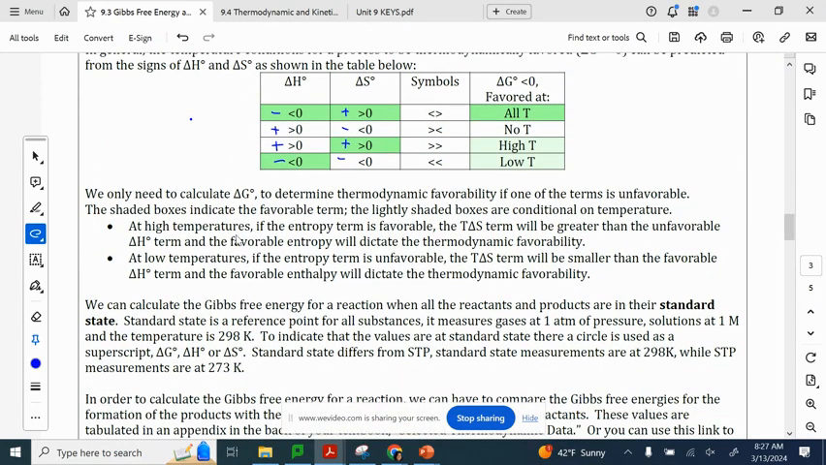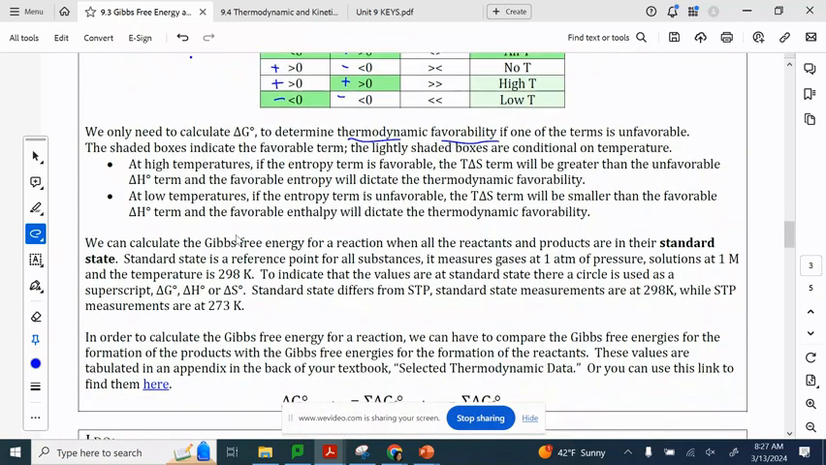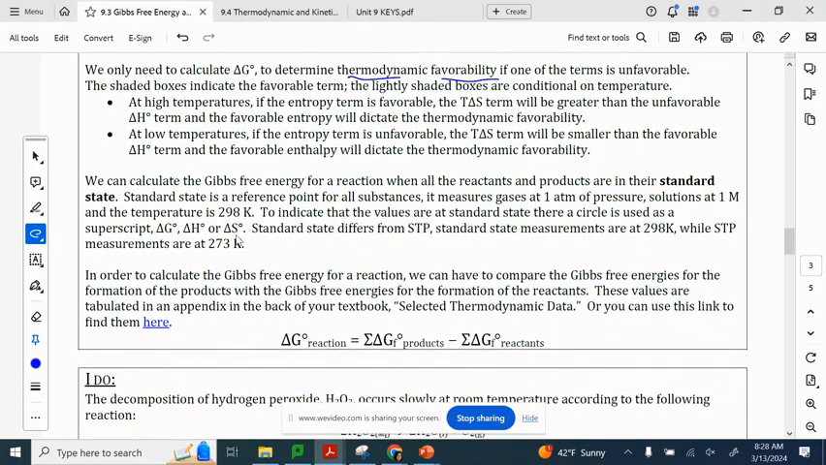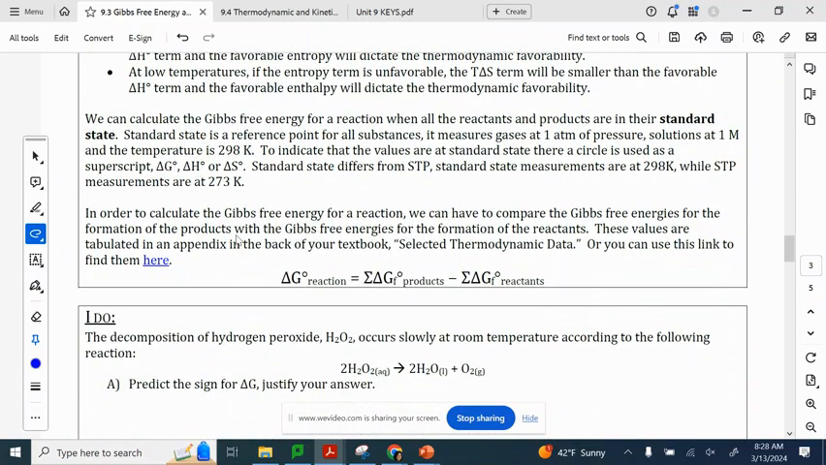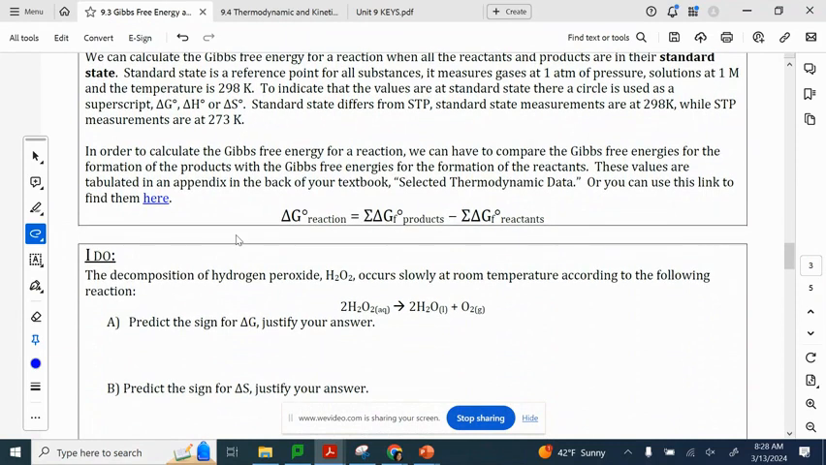So we need to calculate delta G in order to determine if it's thermodynamically favorable. Right? Delta G can also be calculated. You guys have seen this equation here. Okay? It's the sum of the products minus the sum of the reactants. So if they give you the delta G values, you can get those from that. And then delta G is going to be calculated that way.